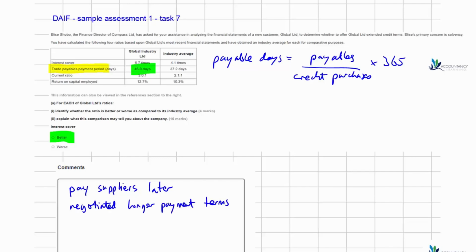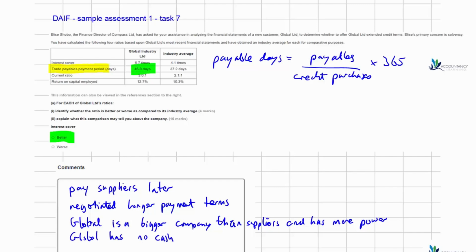So it could be that our company has negotiated longer payment terms with those suppliers. But how is that possible? Most suppliers need the money, so why would they agree to us paying them for longer? It could be that Global is just a bigger company than they are, and they're keen to keep Global buying from them, and therefore they're willing to agree to any terms. So it could be that Global just has more power than those suppliers.